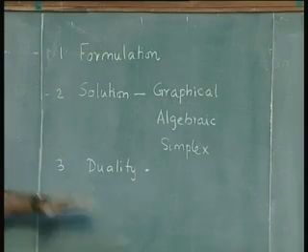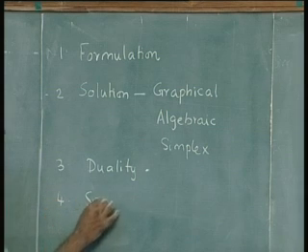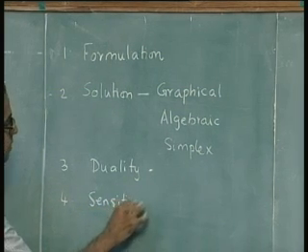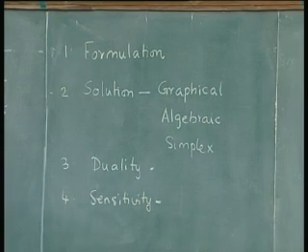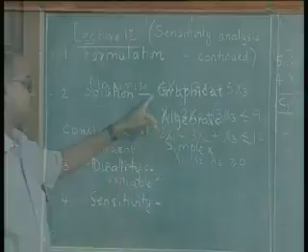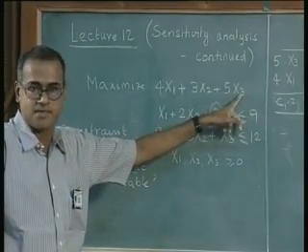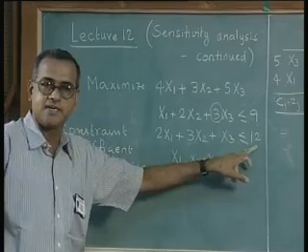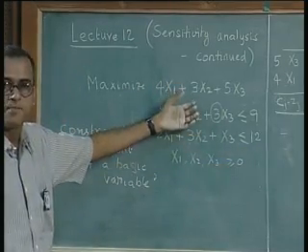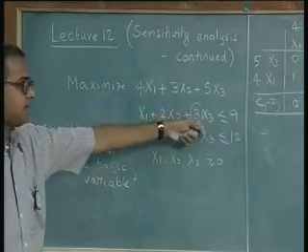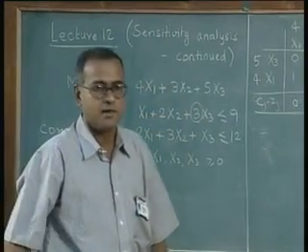From duality we moved to sensitivity analysis, and in sensitivity analysis we saw what we would do if there are changes in the problem, and we modeled 6 possible changes: changes in the objective function coefficient for the basic variables as well as the non-basic variables, changes in the right hand side, changes in the constraint coefficient of a non-basic variable, adding a new product and adding a new constraint. So we have seen all these aspects under linear programming.